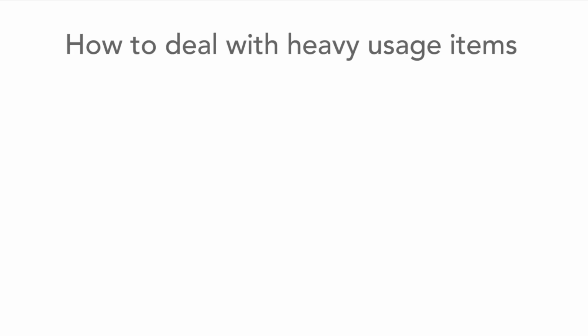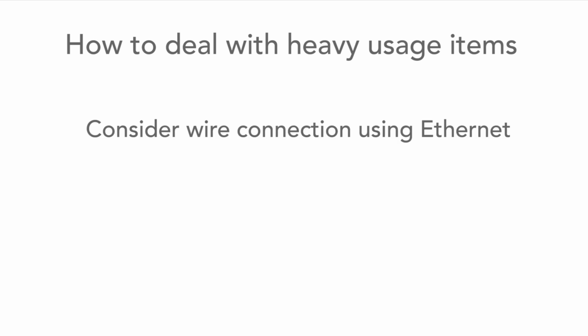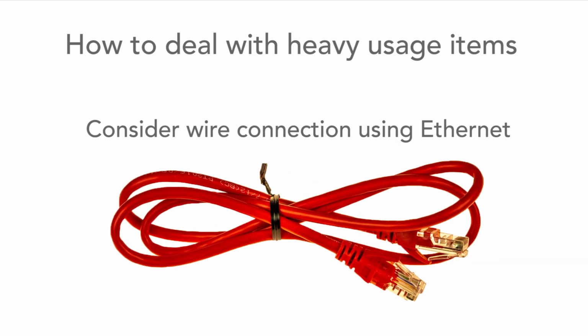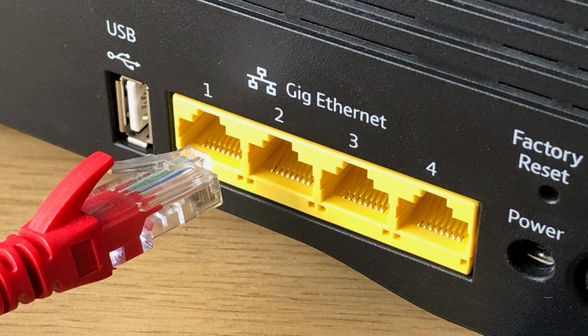For devices like computers used for video calls or televisions used for video streaming with heavy usage, it might be worth considering a wired connection using an Ethernet cable. This will remove some of the vagaries of any wireless signals and possible wireless interference and knot spots where the Wi-Fi signal is not so strong. Often, high usage devices have an Ethernet socket and there will be Ethernet sockets on the router.